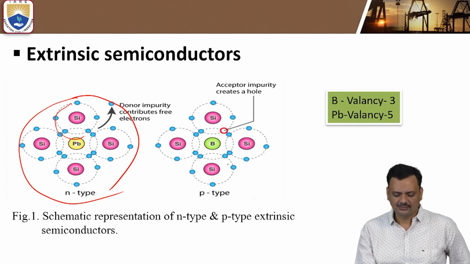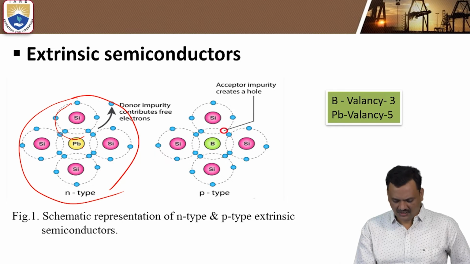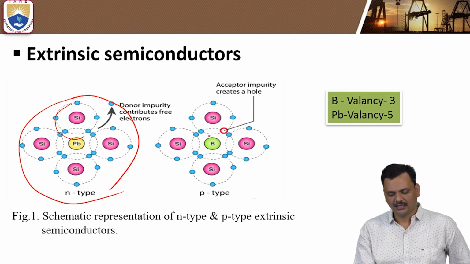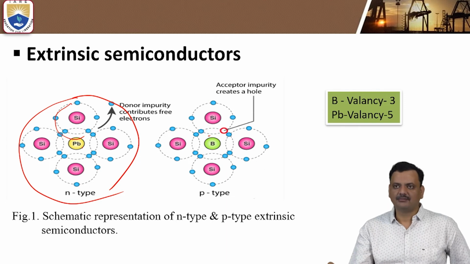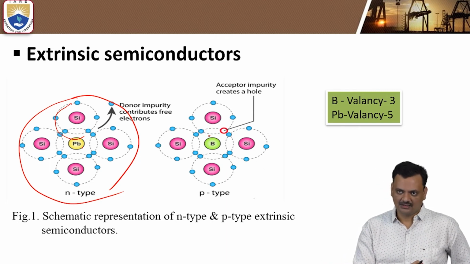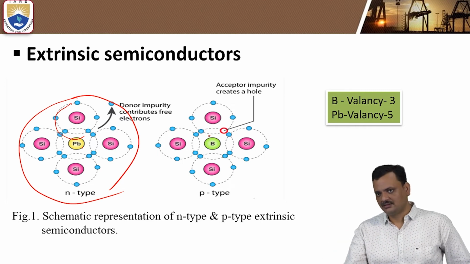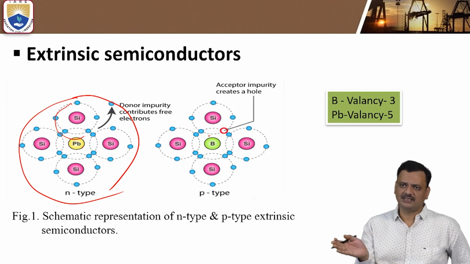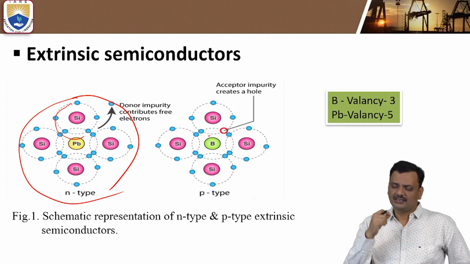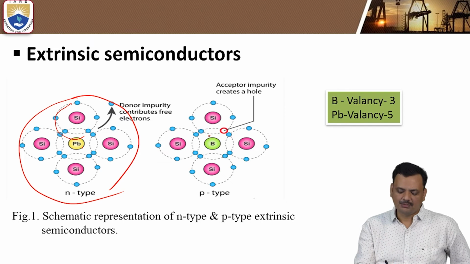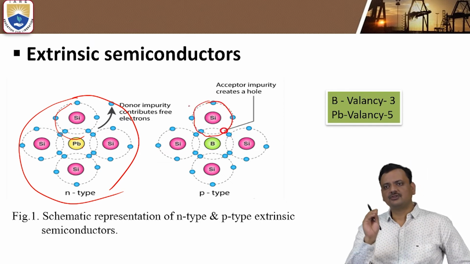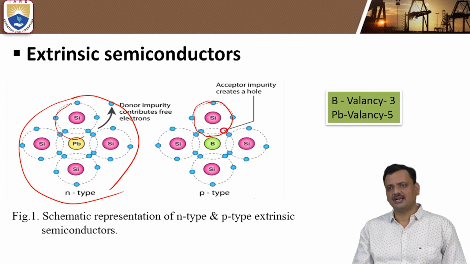But in case you add a third group element, meaning boron, in the same silicon lattice, what will happen? There will be a deficiency of 1 electron. Why? Because boron has a valency of 3. Okay, so 3 electrons will make covalent bonds with adjacent silicon atoms, but 1 electron is still required for making a covalent bond with another silicon atom. So there will be a deficiency of an electron, and that deficiency will work as a hole, a positive charge carrier.